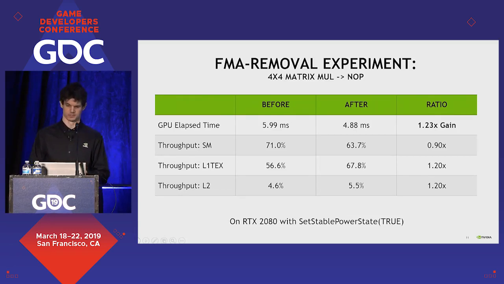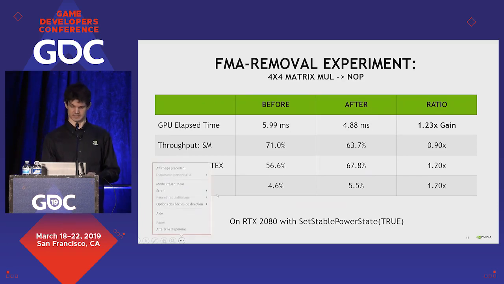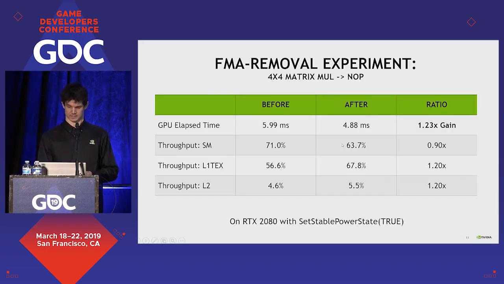And the SM throughput percentage got down because the SM got less work to do. So it's less saturated, which is good. We wanted to do that. And the L1 tex throughput got up by 20%. Also good. In the end, you can also see the SM and tex units are more balanced. They are 63 and 67, so this is also a good thing.